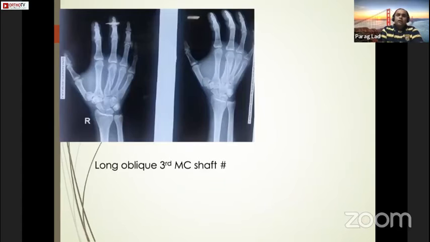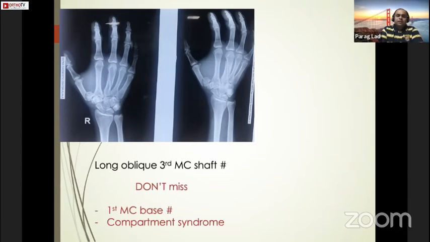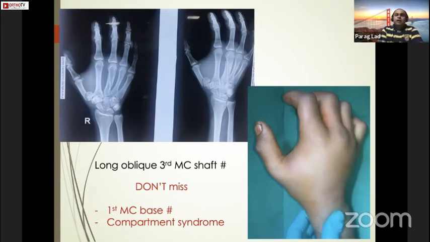It's a long oblique third metacarpal shaft fracture. Don't miss, here, if we concentrate only on the metacarpal shaft, always look for associated injuries. This patient had a first metacarpal base fracture also. Usually we get the opinion on WhatsApp, what is the treatment, and then we suggest the treatment to the concerned orthopedic surgeon. But always ask them to show the photograph of the hand as well.